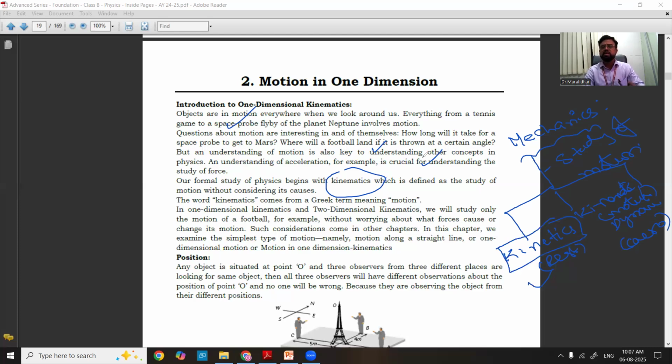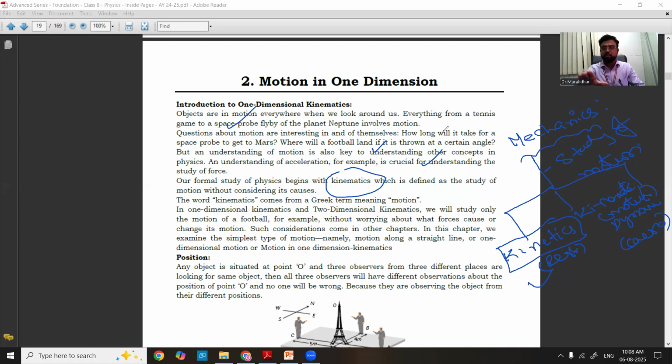So what is rest? There are so many possibilities of rest. Suppose a pen is in my hand. It is at rest, right? It is at rest. Correct or not? This can be rest when there is no force acting on it, or many forces are acting.